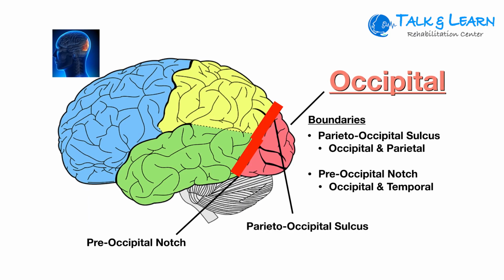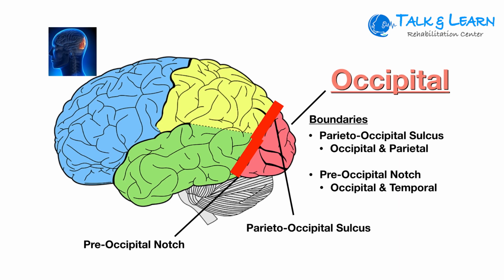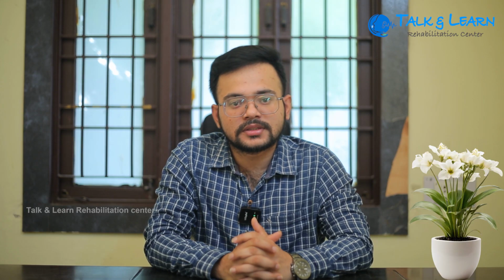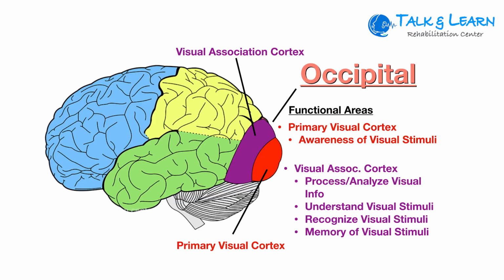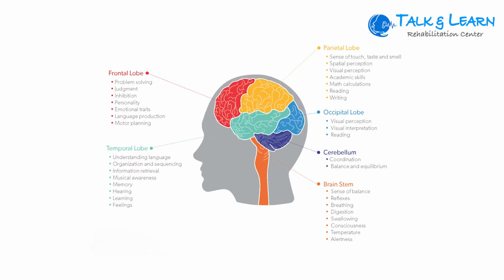This is the area which is responsible for visual processing. So the function of the occipital lobe is primarily vision and vision related things. So these are the four lobes and their functions.